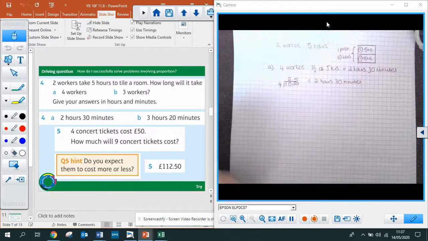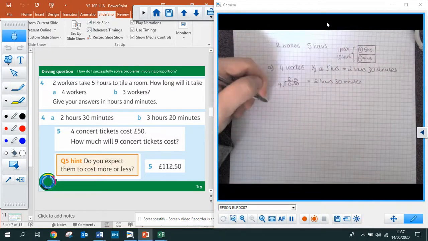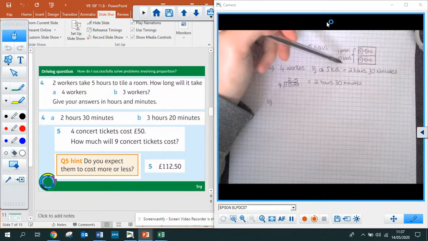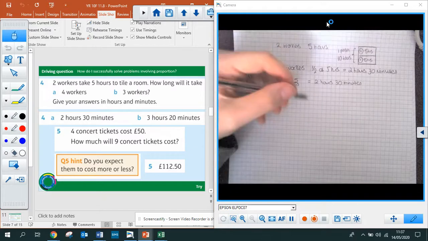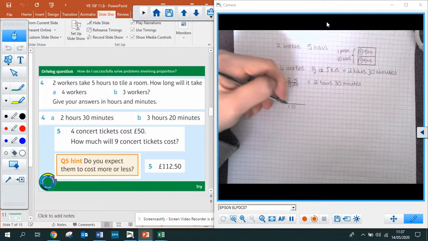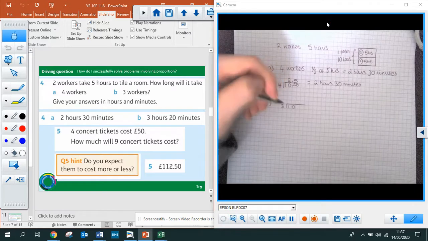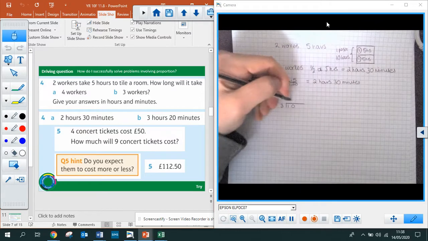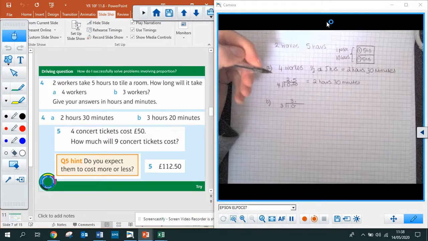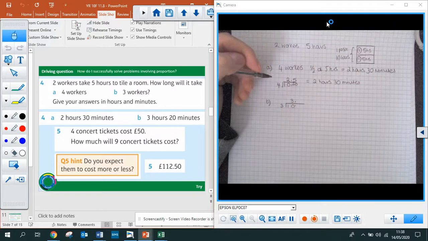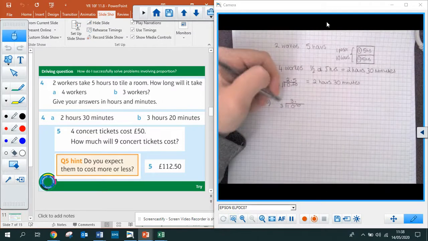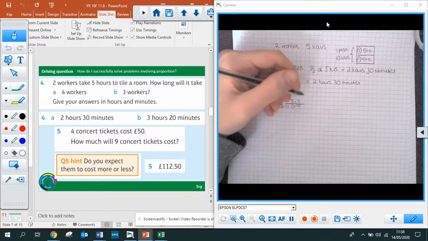So for part B now, you need to know what it is for 3 people. As I did at the start, I know the total job is 10 hours. So I need to do 10 this time divided by 3, because it's 3 people doing the job. 3 goes into 10 3 times. Put your decimal. It's going to have 1 remaining. That becomes 10, and that's going to be 3 again. And it's going to carry on. It's going to be 3.3 recurring.